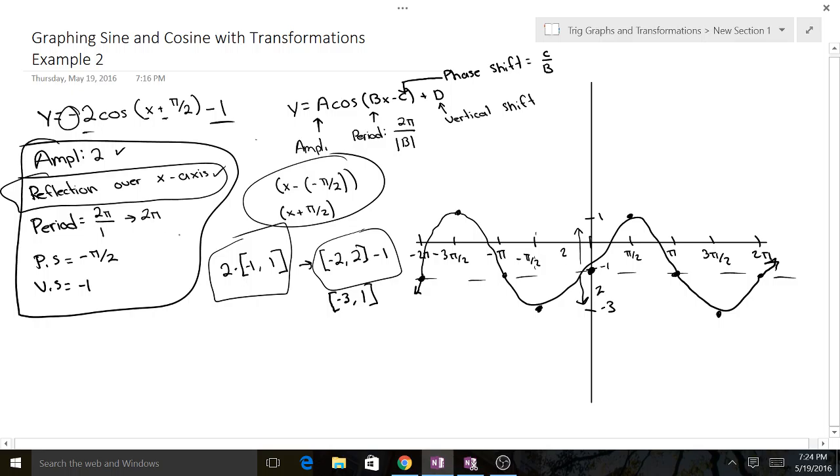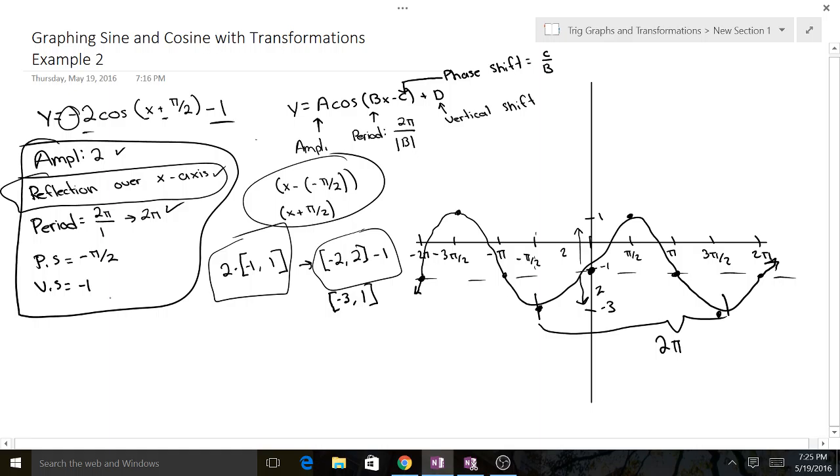So period. Is the period 2 pi? Well, let's look at any part of the graph. We started at -pi/2, went to 3 pi/2. That right there is 2 pi, and that looks like 1 period, because, yeah, it's starting to go back up there. So that's that. We check that off.